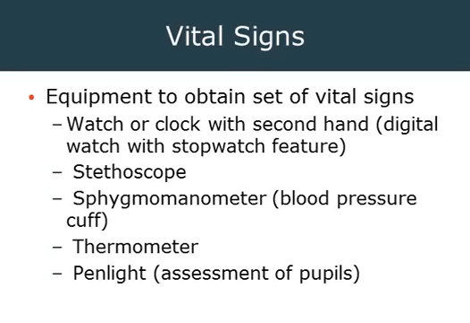A sphygmomanometer, which is the medical term for a blood pressure cuff. A thermometer, and then a pen light. Now, pen light's not used exactly for a vital sign, but pupils tell us a lot about disability. So pen light is a key piece of information when it comes to basic patient assessment.